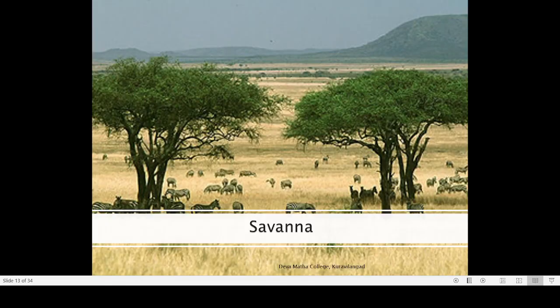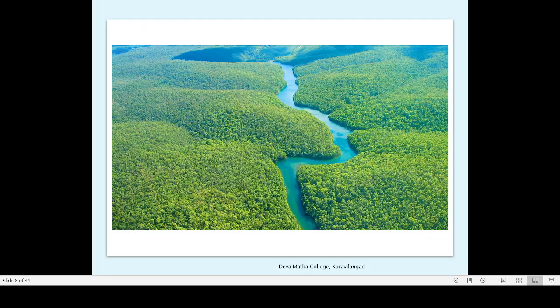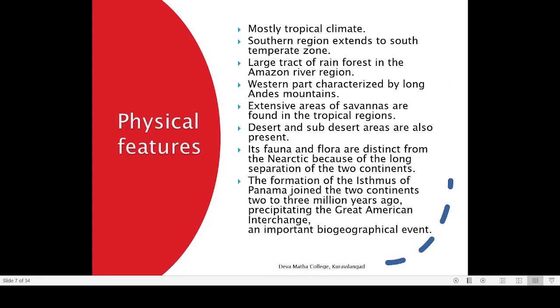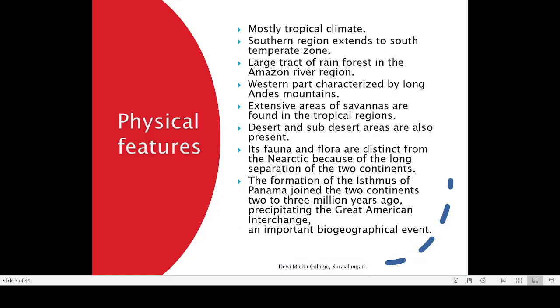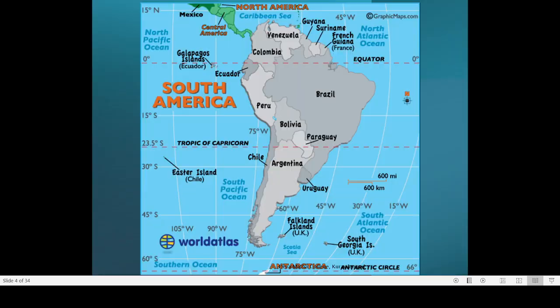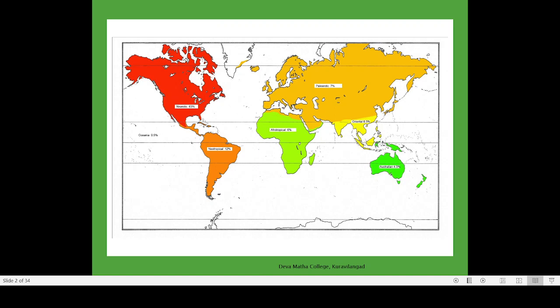Then the next region that we can find in South America. Another point is that its fauna and flora are distinct from Nearctic because of the long separation of the two continents. Now you can see that these two regions are right now together, but that linking of South America and North America had taken place around 3 lakh years back.